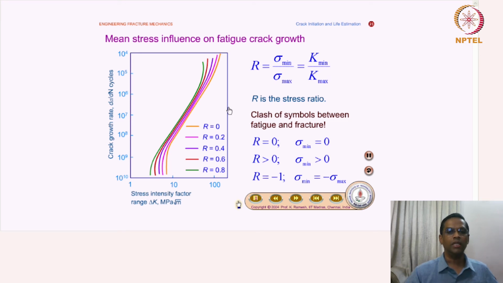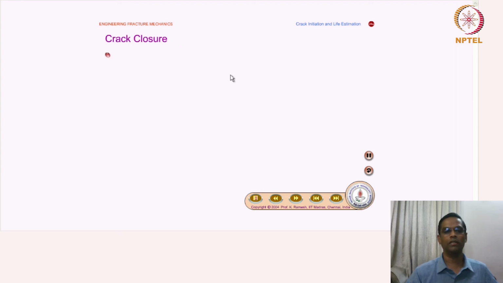So what we can see here is that the mean stress influence is significantly happening in region 1 of the sigmoidal curve and region 3. That is how you should take it.